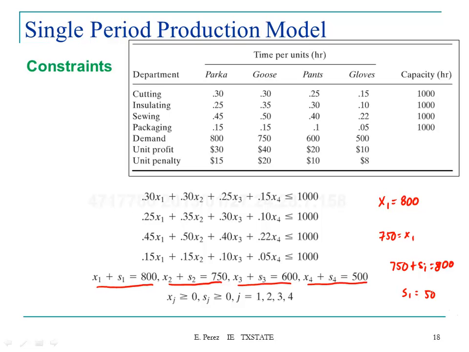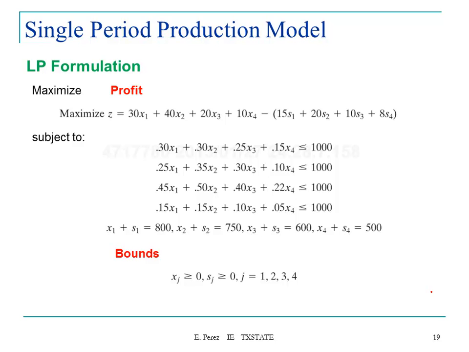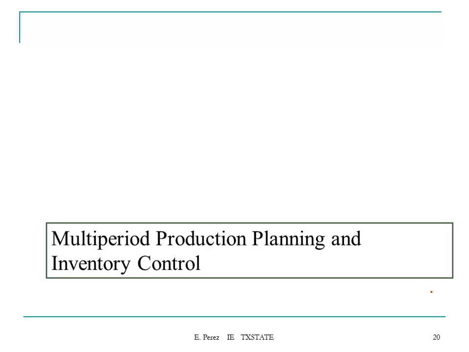Okay, so this problem is what we call a single period production problem. You are making the decision now for the next period, just one period. Okay, but in reality, let me go to the actual formulation. Here you have the LP formulation for the single period production problem: objective function, constraints, and bounds. But in reality, you are faced with problems that are multi-period. And that's our next example.